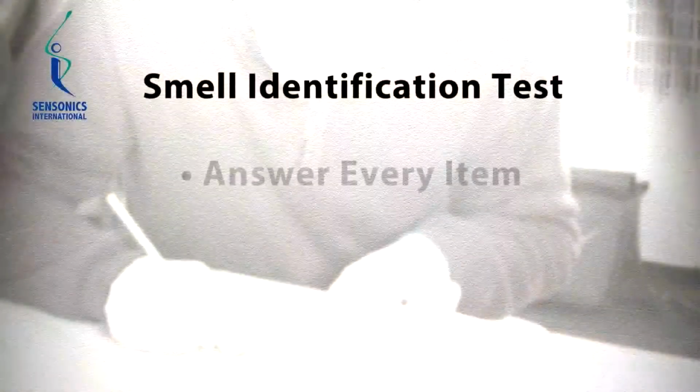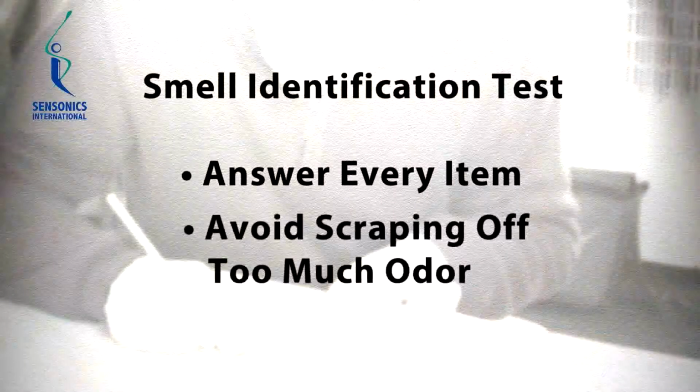So that's pretty much the way the test is done. The key things are to get an answer for every single item, and that the individual doesn't scrape away all the odors on the scratch and sniff label, and then you can essentially look at the norms in a very straightforward fashion and interpret the test.